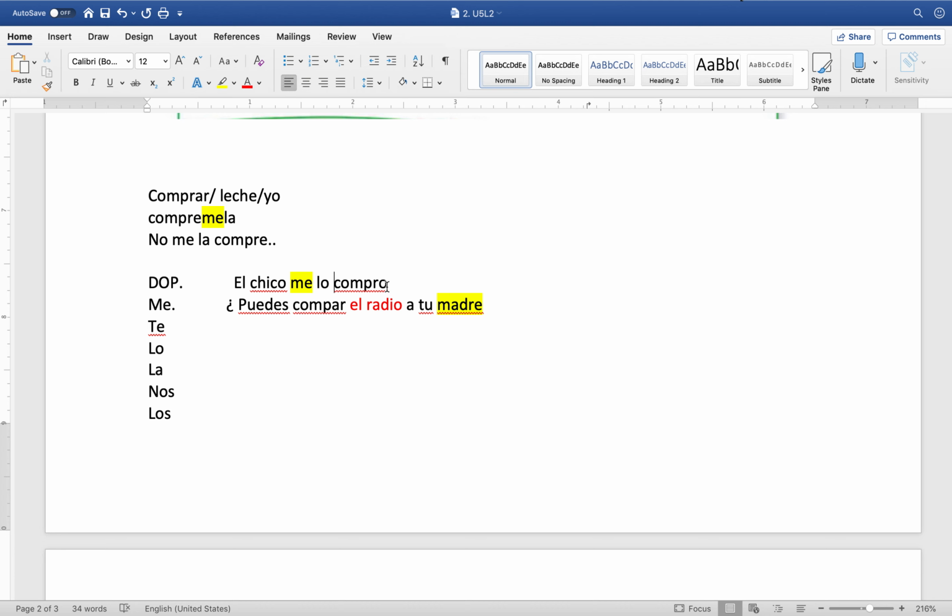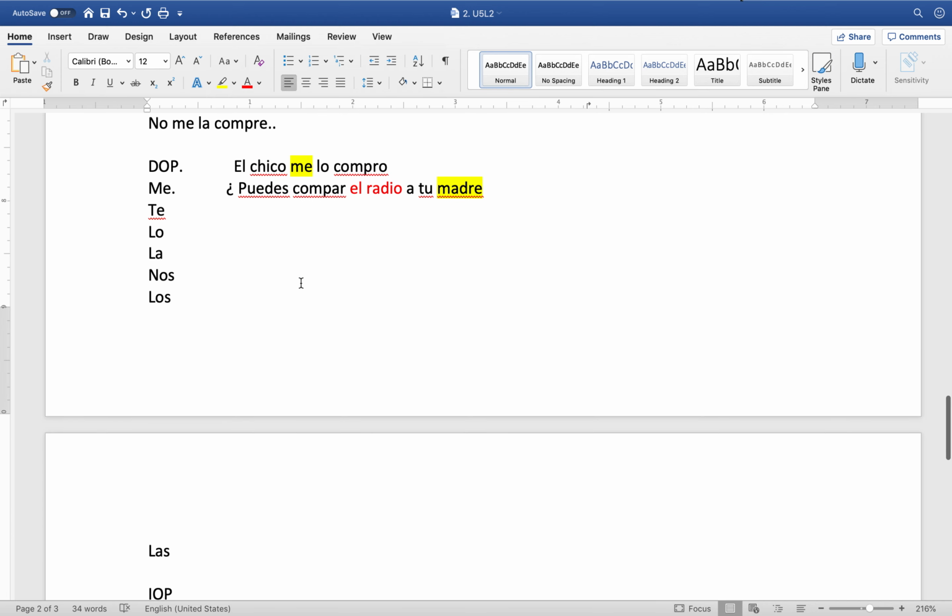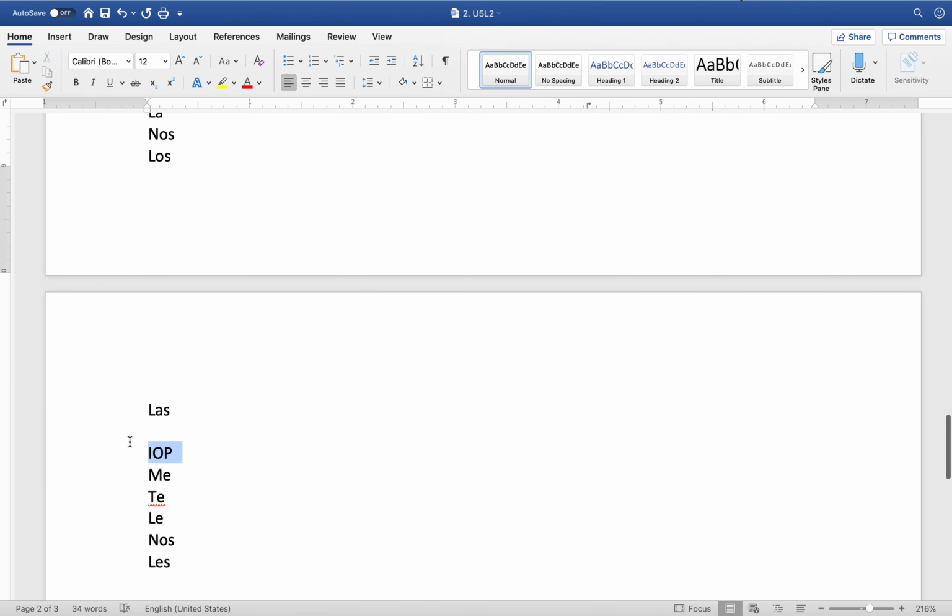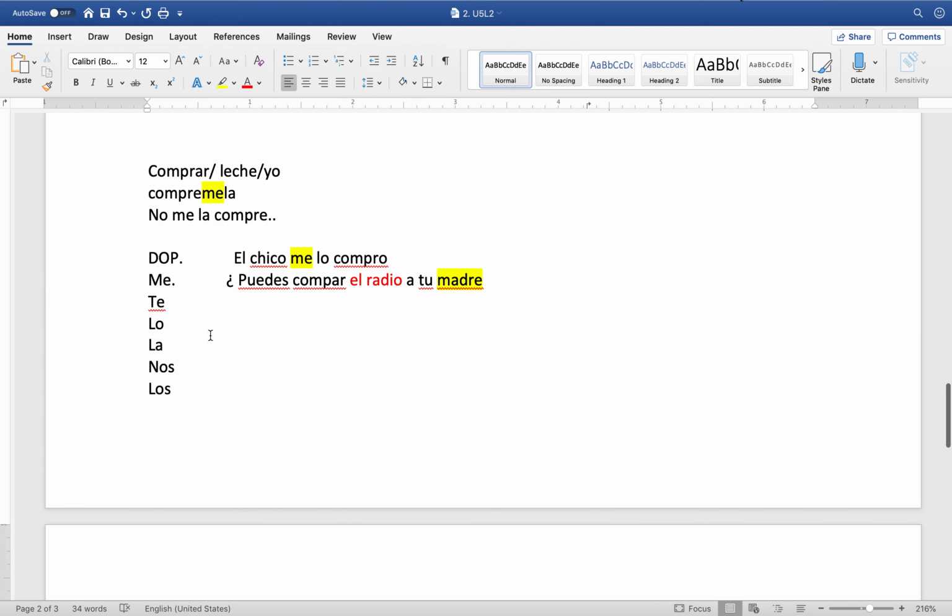When only one verb is involved, you put all the direct and indirect object pronouns in front of the verb. And remember, the indirect, which is this one right here, if there is one, because not all the time you're going to have an indirect, always goes first. And then the direct, which is this one right here, goes after, but always in front of the verb.